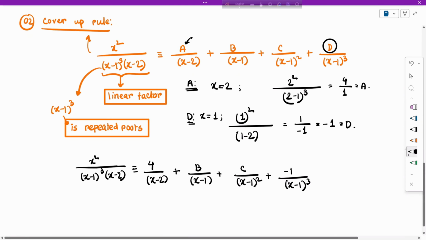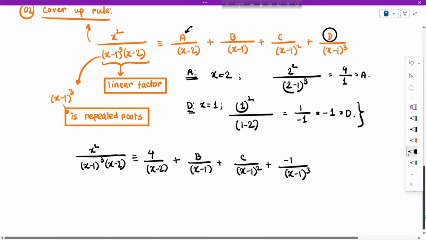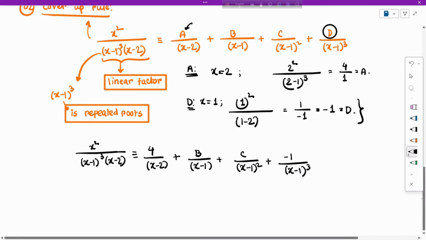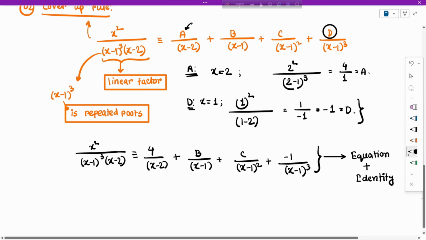We can't use any of the values anymore because the value x equals 1 is repeated. We can't use x equals 1 anymore. We only get the value of d while using x equals 1, and we don't have any more values of x left for determining b and c, as they are the case of repeated roots. So what we're going to do is take into mind that this is an identity.